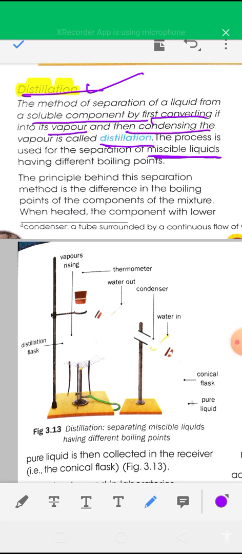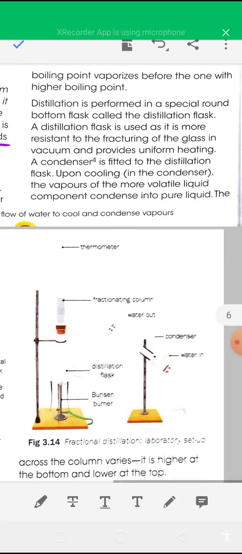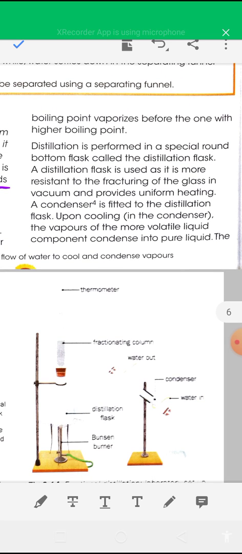Okay, so this method is used for the separation of miscible liquids having different boiling points. Miscible liquids having different boiling points can be separated by using the distillation method. For example, you can separate different alcohols using this method, or you can separate petrol, diesel, kerosene from their mixture.